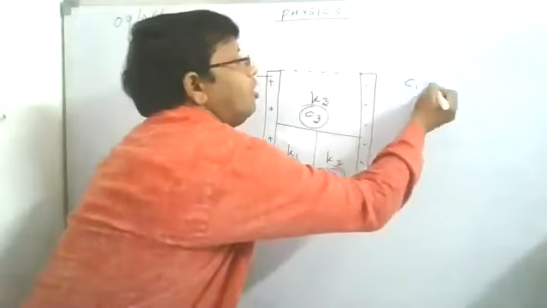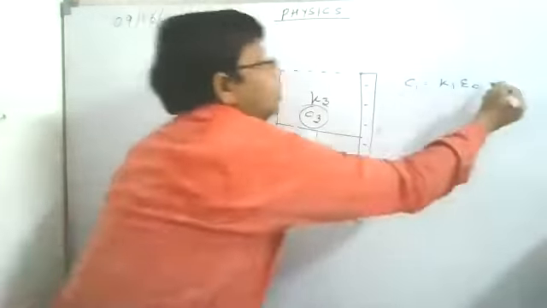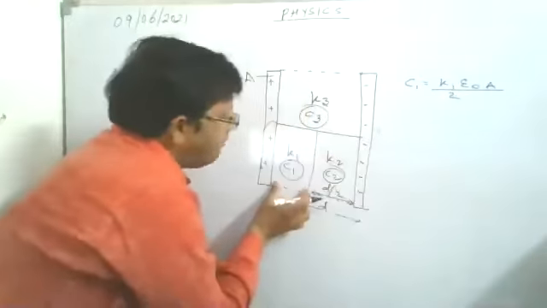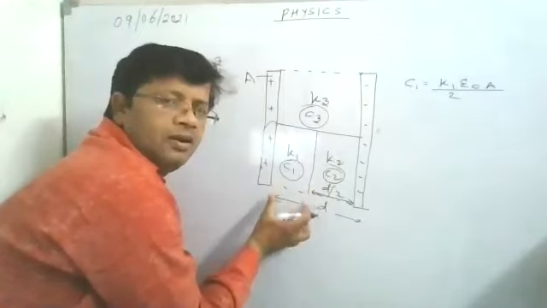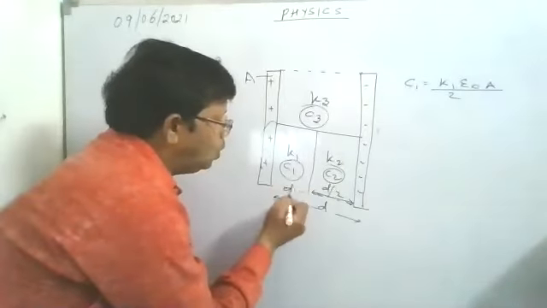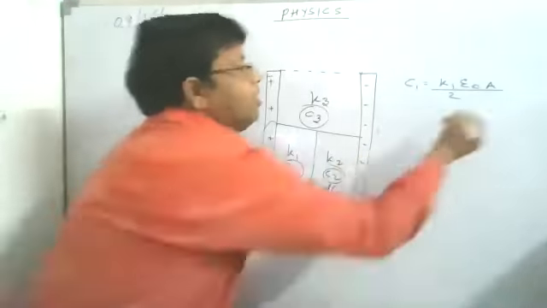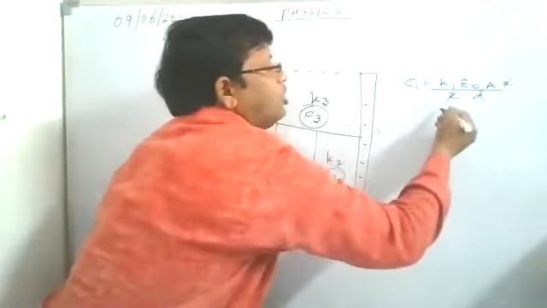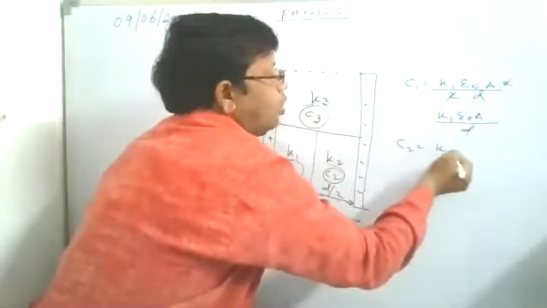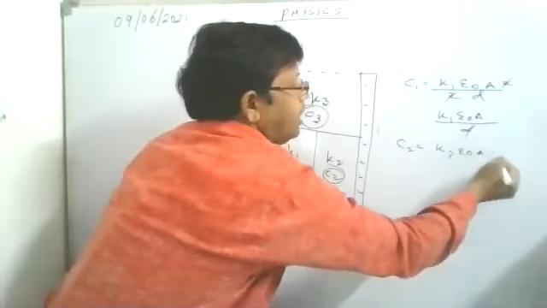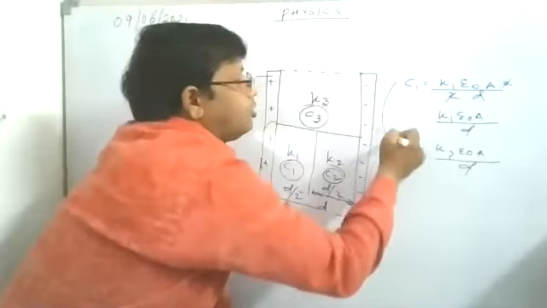So for C1, K1 epsilon naught, the area becomes what, beta? A by 2. Beta, the distance becomes what? D by 2. What is the separation for this plate capacitor C1? D by 2. Beta, the 2 cancels out. K1 epsilon naught A by D. Beta, similarly for C2, K2 epsilon naught A by D.